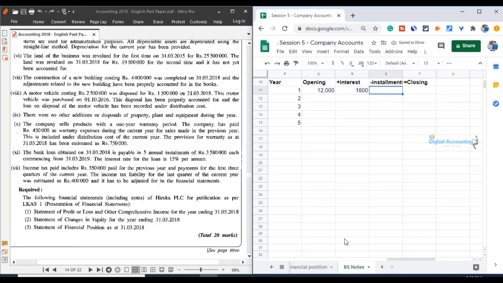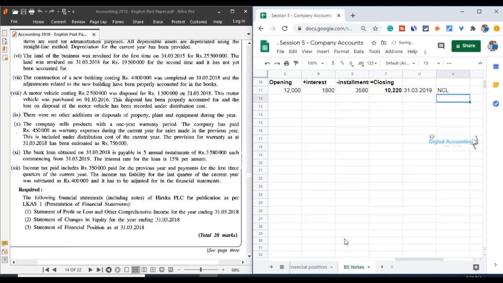So that is 1,800. The annual installment is 3,580. So the opening balance is 12,000. We need to pay interest for that 1,800, and the installment of 3,580 includes that interest also. So 10,220 is at 31st March 2019, not 31st March 2018, because we need to pay the installment from 31st March 2019 next year. So after 1 year has passed, our liability of the loan is 10,220.